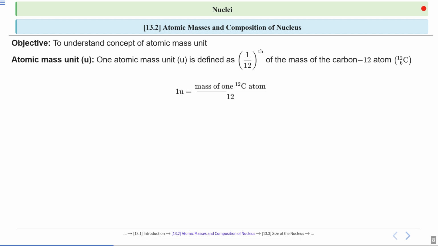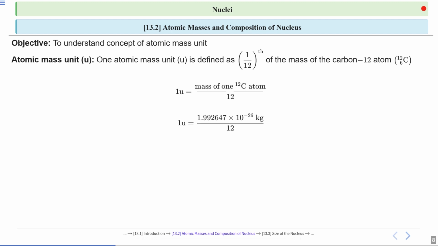Here is the formula for the atomic mass unit. 1 u equals the mass of one carbon-12 atom divided by 12. This means if you take the mass of a single carbon-12 atom and split it into 12 equal parts, each part is one atomic mass unit.